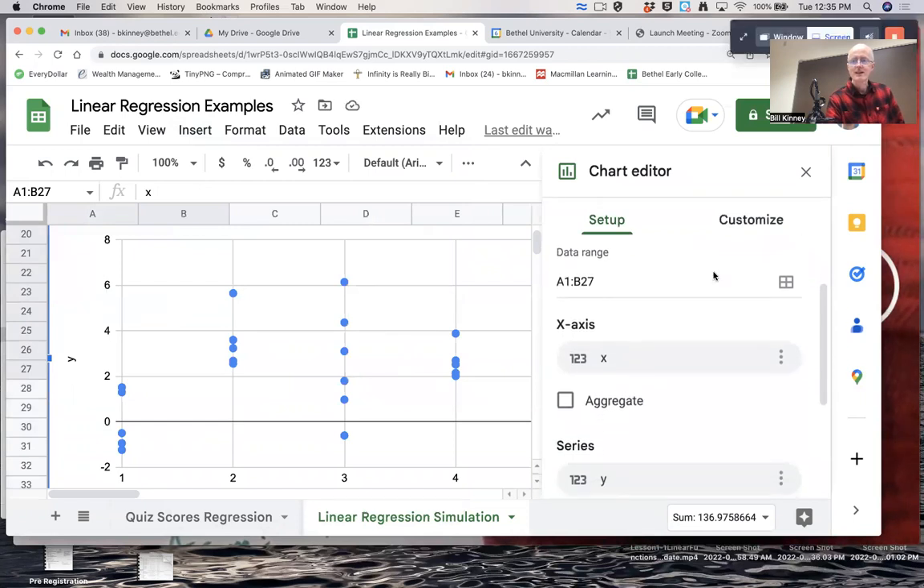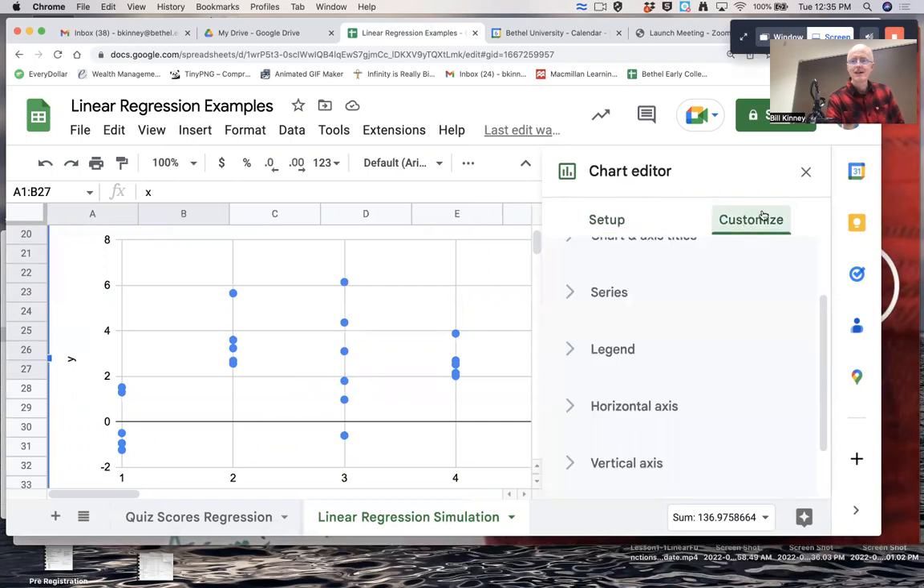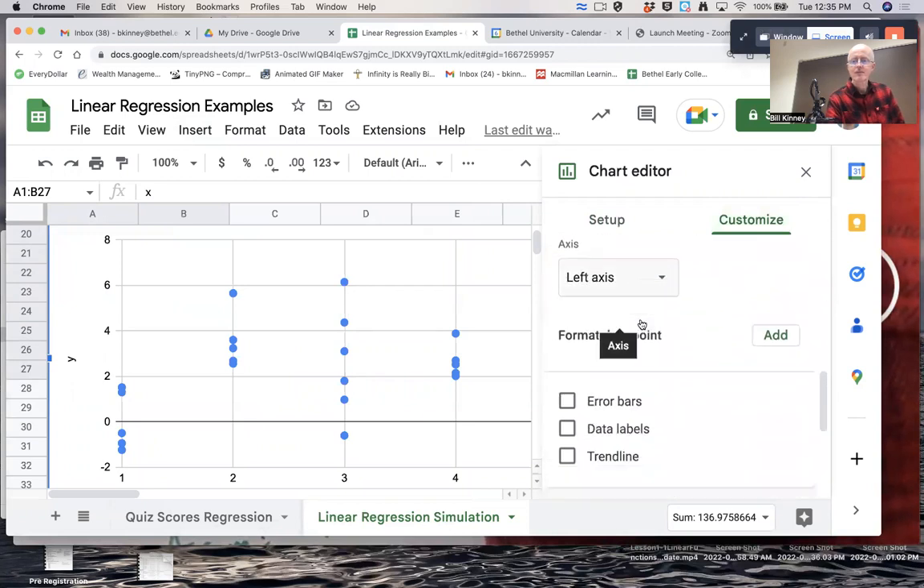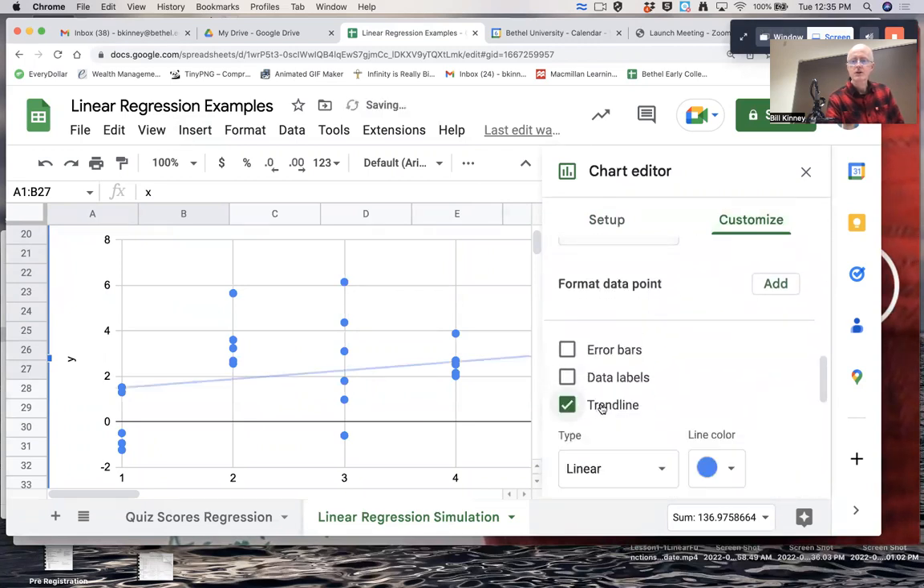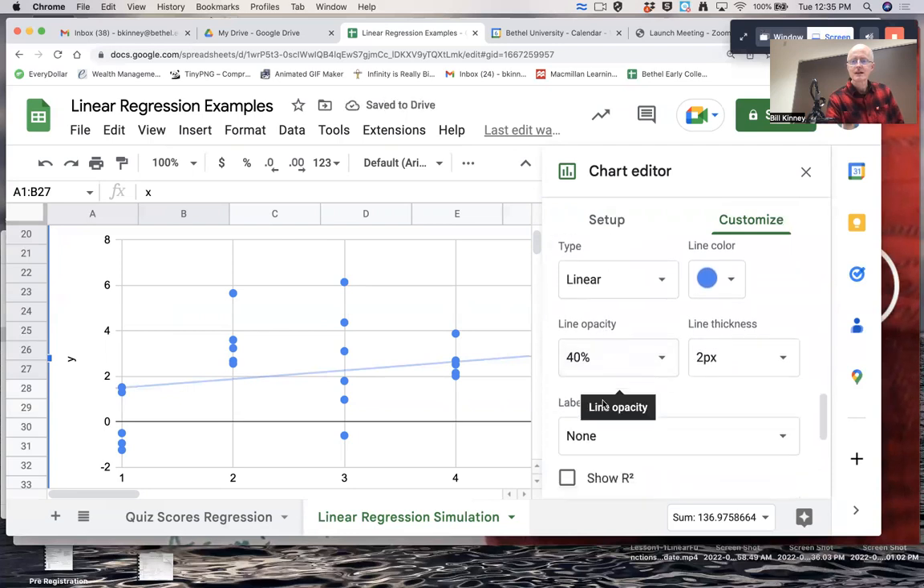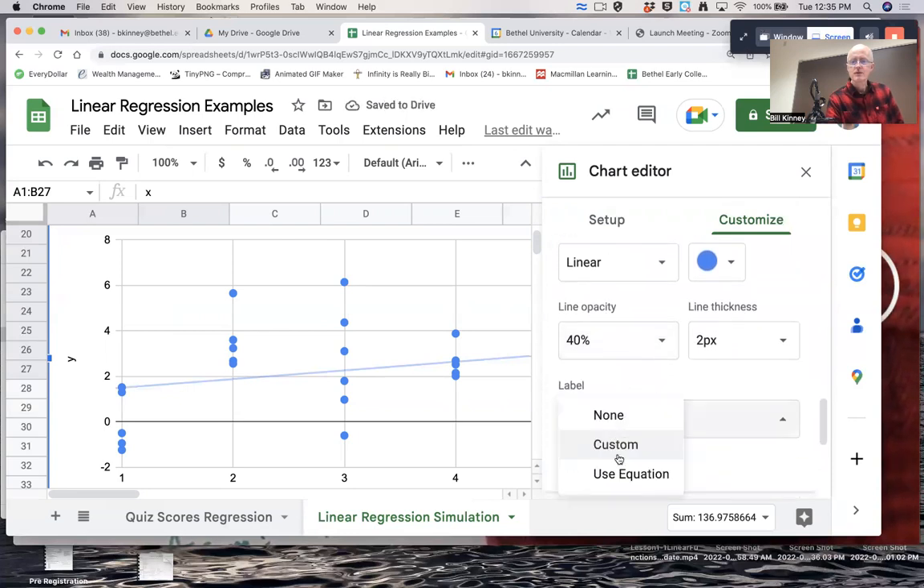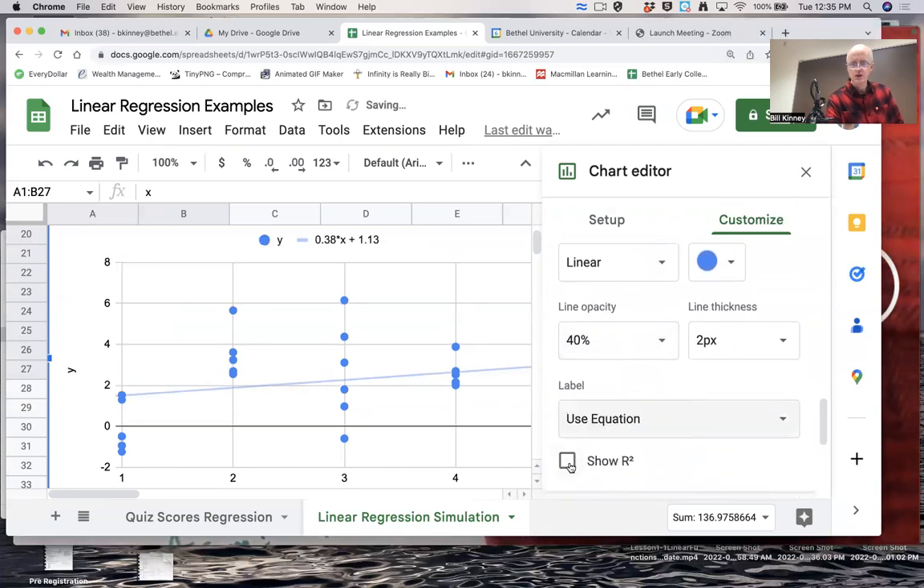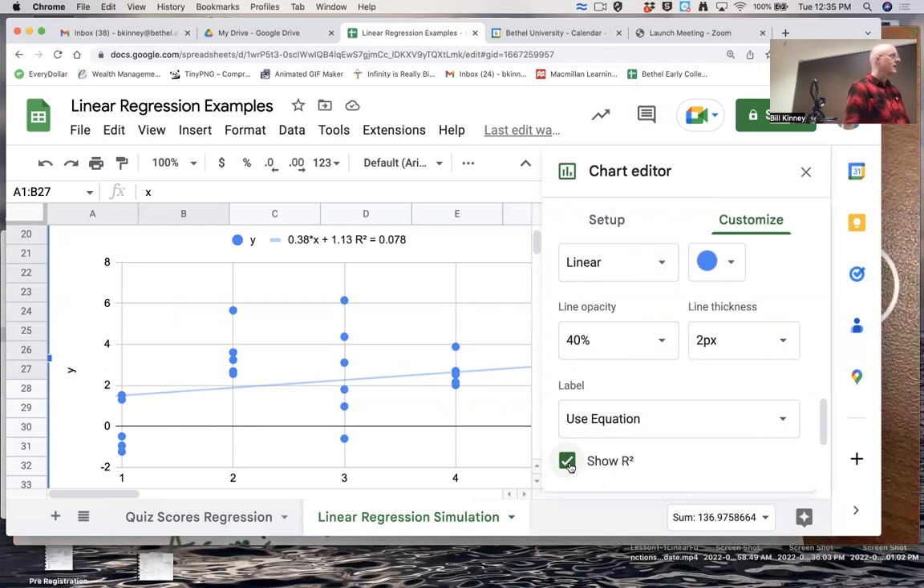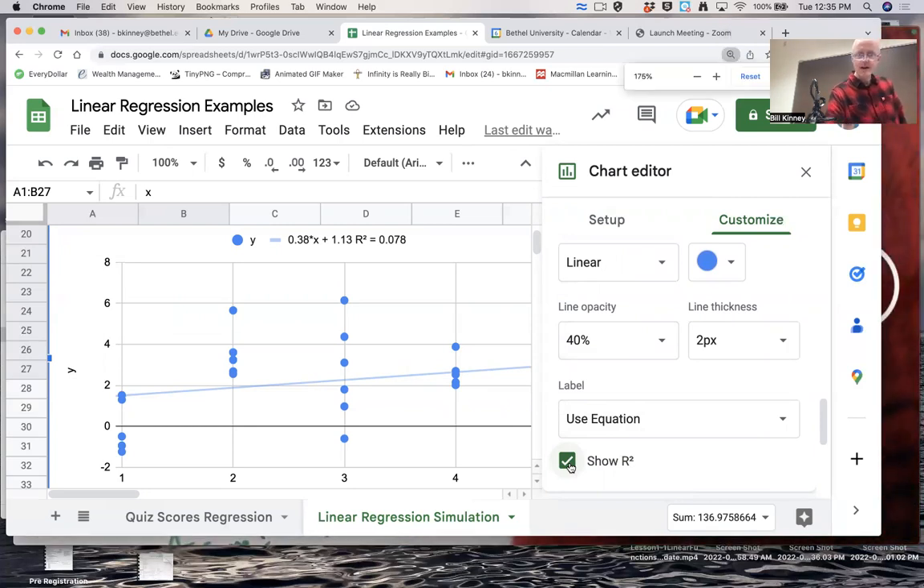There's what we see. Let's try to get the regression line in there. The trend line is the regression line. Label, use equation. Show R squared, the squared correlation. And what do we see? I don't know if that's big enough for you to see that there.